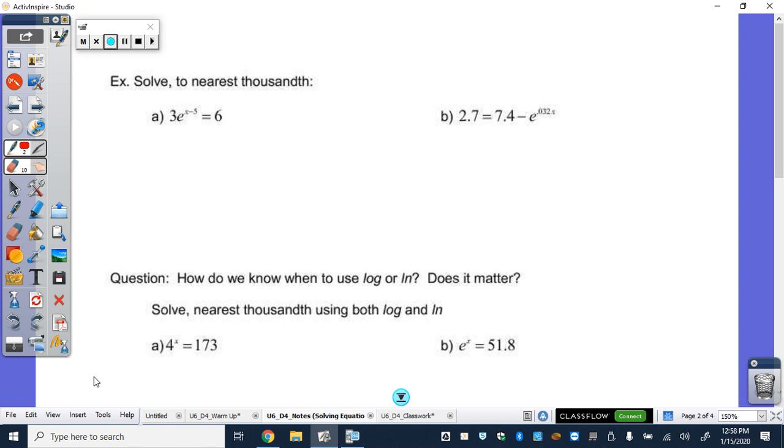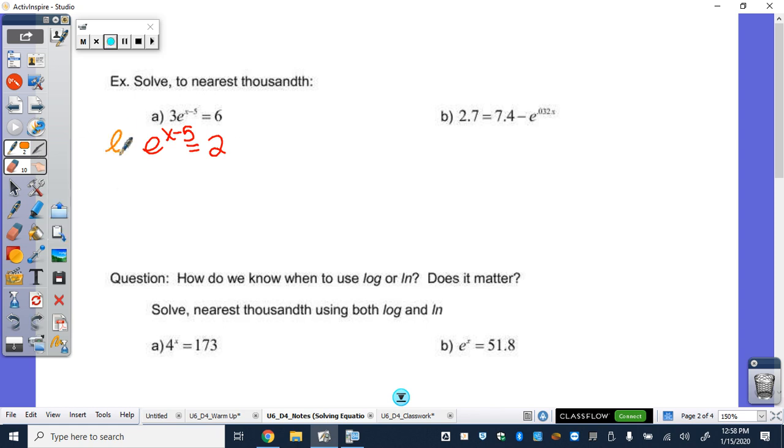All right, backside still doing the same thing, only this time we have a base of e, which means we're going to use what instead of logs? ln's. E is special, it gets its own letters. So first thing we would have to do is divide by the 3. So we get e to the x minus 5 equals 2. Get the e by itself.